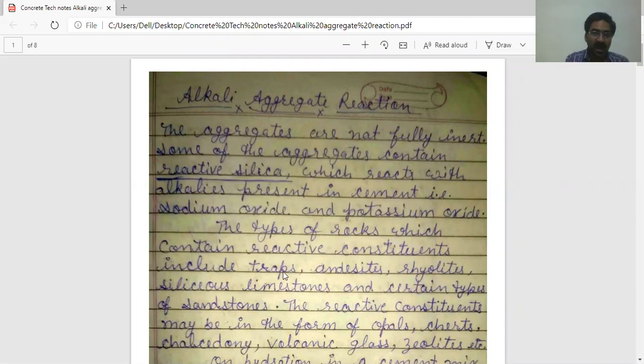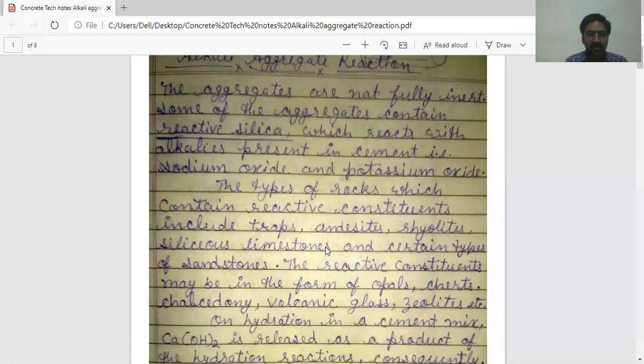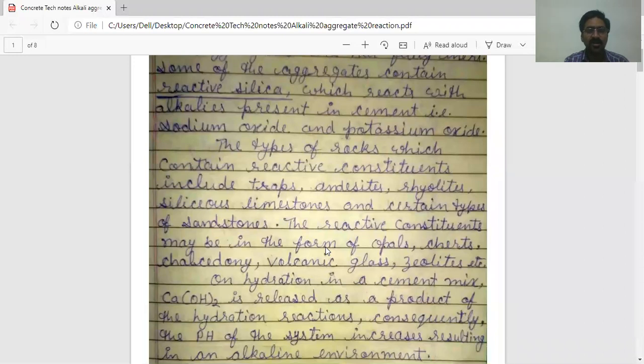The types of rocks which contain reactive constituents include traps, siliceous limestone, and certain types of sandstone. The reactive constituents may be in the form of opals, cherts, volcanic glass, zeolites, etc.